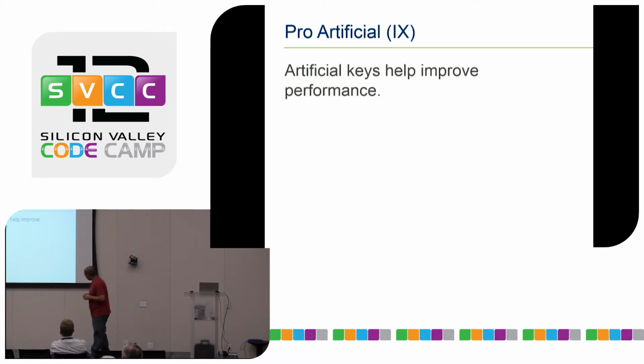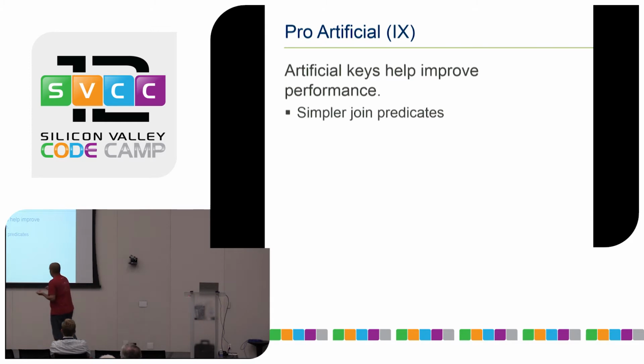Okay. But this is my favorite claim. This is the one that I like hearing the best. Artificial keys help improve performance. I'm sure you've heard that before. And there's nothing that turns me on more than a meaningless overgeneralized sentence like this. This doesn't mean anything. So then I ask you, okay, how does it improve performance?